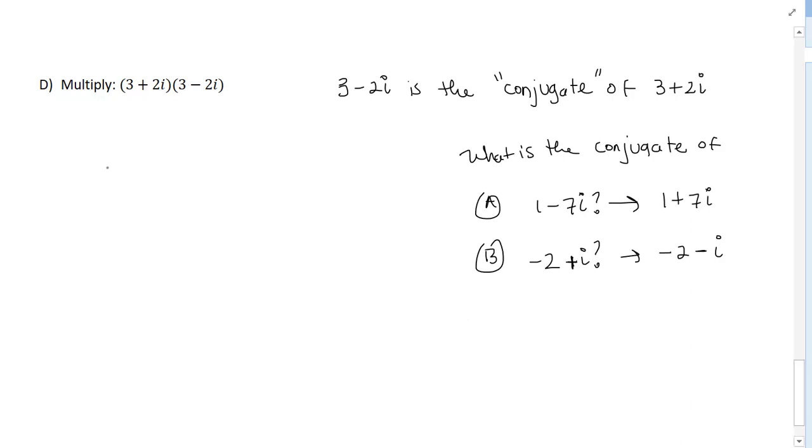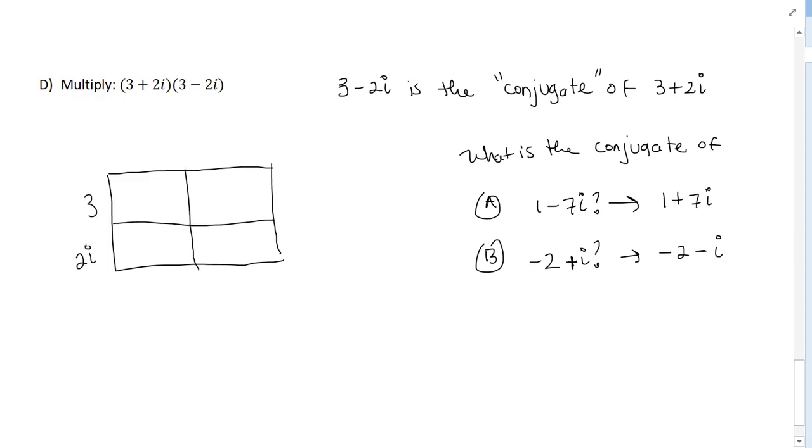So I'm going to go back to my box method just because I prefer it. But if you prefer FOIL, then just go ahead and stick with what you like. So I'm going to have 3 plus 2i and 3 minus 2i. And let's multiply. So 3 times 3 is 9. 3 times negative 2i is minus 6i. 2i times 3, there are no negatives here, so this is positive 6i.